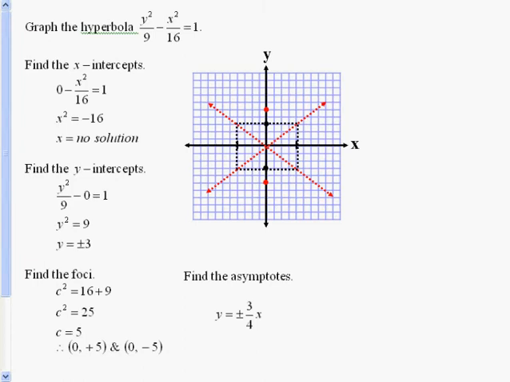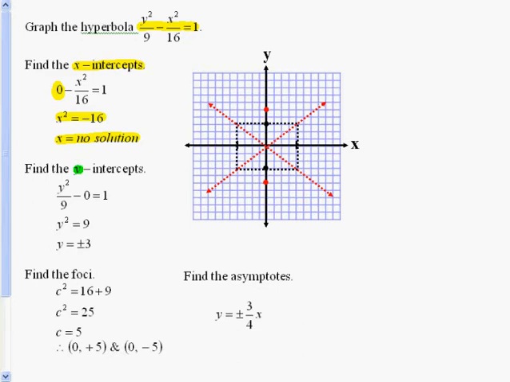In this example, we will graph the hyperbola y squared over 9 minus x squared over 16 is equal to 1. To do this, we need to find intercepts. To find any x-intercepts, we will let y be 0 in the original equation and solve for x. This gives x squared equals negative 16, which has no solution. Therefore, there are no x-intercepts.